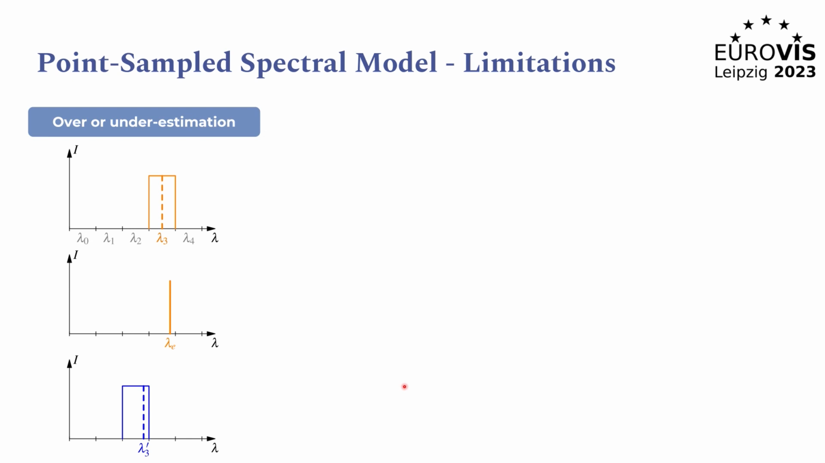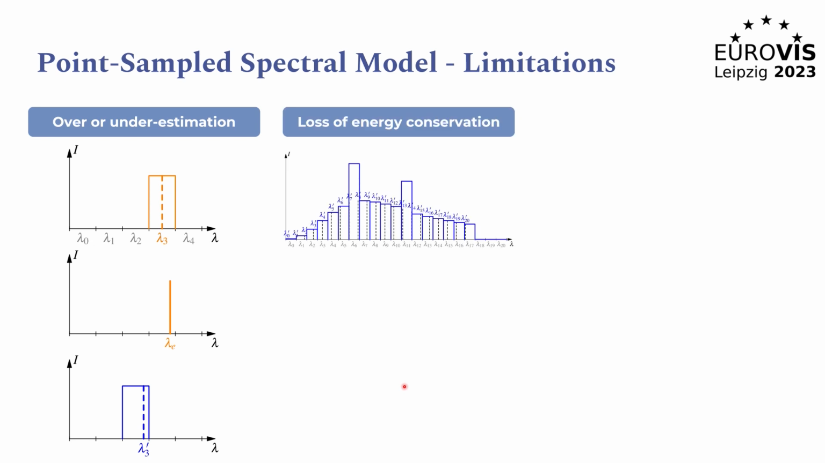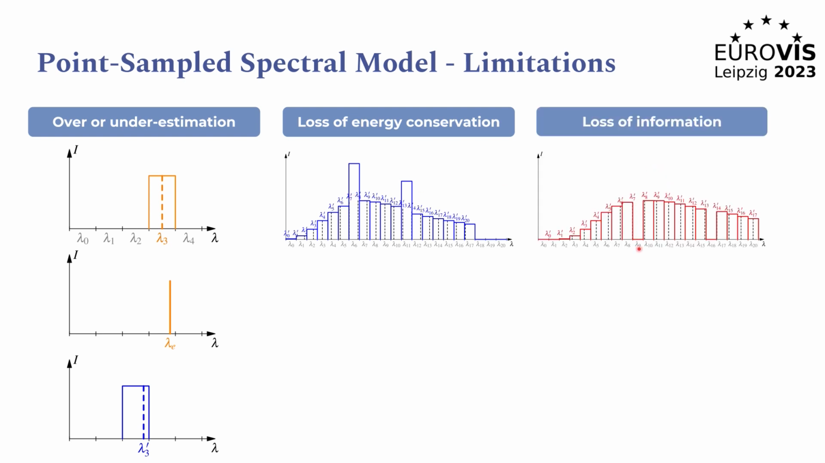However, this model has some limitations. For instance, it could over or underestimate the Doppler effect. If the spectral line was shifted but it fell into the same bin, it will be underestimated. On the other hand, if it was shifted slightly but fell into the next bin, it's going to be overestimated. In addition, we have a loss of energy conservation. Although the spectrum looks like this, we have unwanted peaks here because two spectral lines fell into the same bin. We can also have unwanted absorption lines, and we can also lose information of the lines that fall out of the bin range that we have.